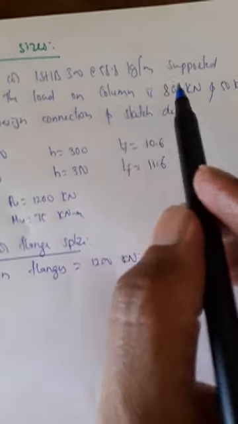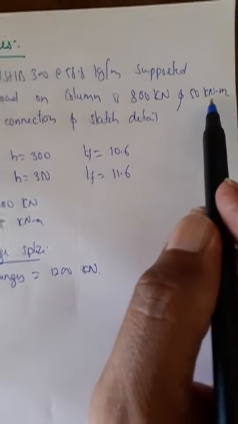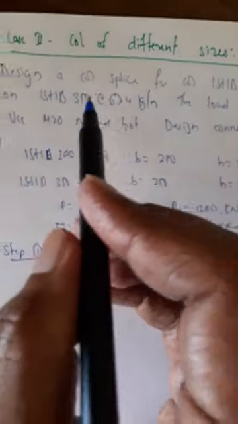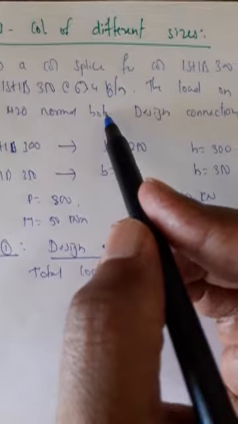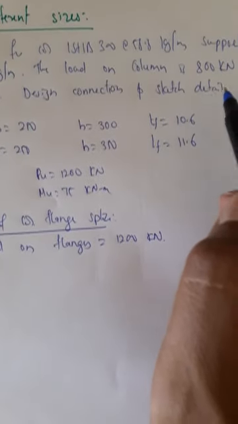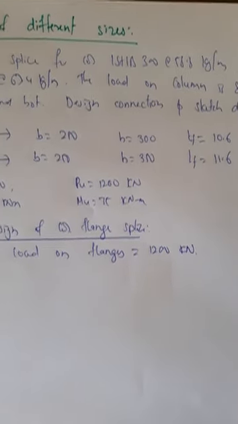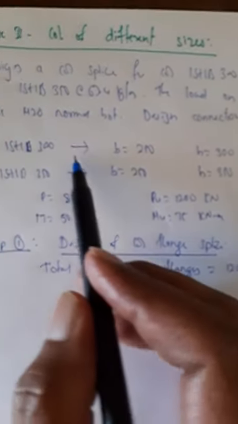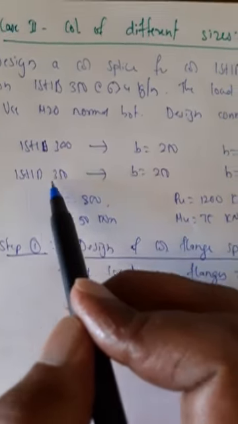The load on the columns are 800 kilonewtons and 50 kilonewton meters, axial load and moment. Use M20 normal bolts. Design the connection and sketch the details. So this is the problem. So write down all the properties from steel table ISHB 300 and 350.